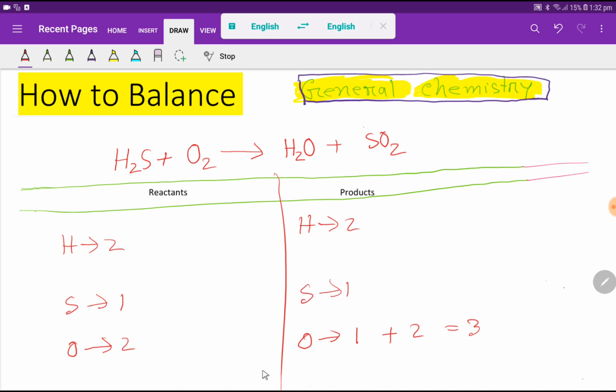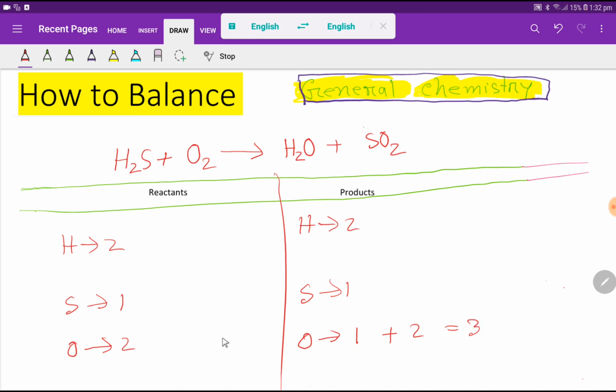So to balance this reaction means we have to balance the number of hydrogen, sulfur and oxygen from both sides. Look, hydrogen 2, 2, so hydrogen is balanced, sulfur 1, 1, so sulfur is balanced, but oxygen here 2 but here 3, so oxygen is not balanced here. So we need to balance oxygen.